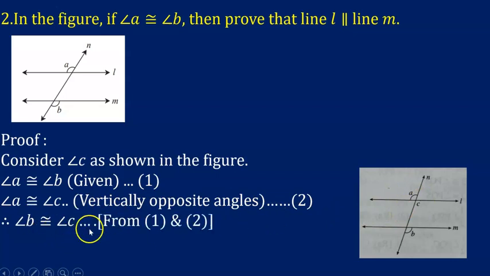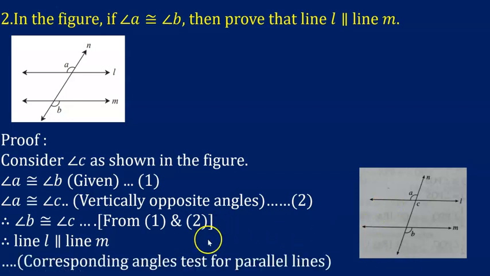Therefore, angle B is congruent to angle C. Angle B is congruent to angle C from 1 and 2. And therefore, line L is parallel to line M by the corresponding angle test for parallel lines.